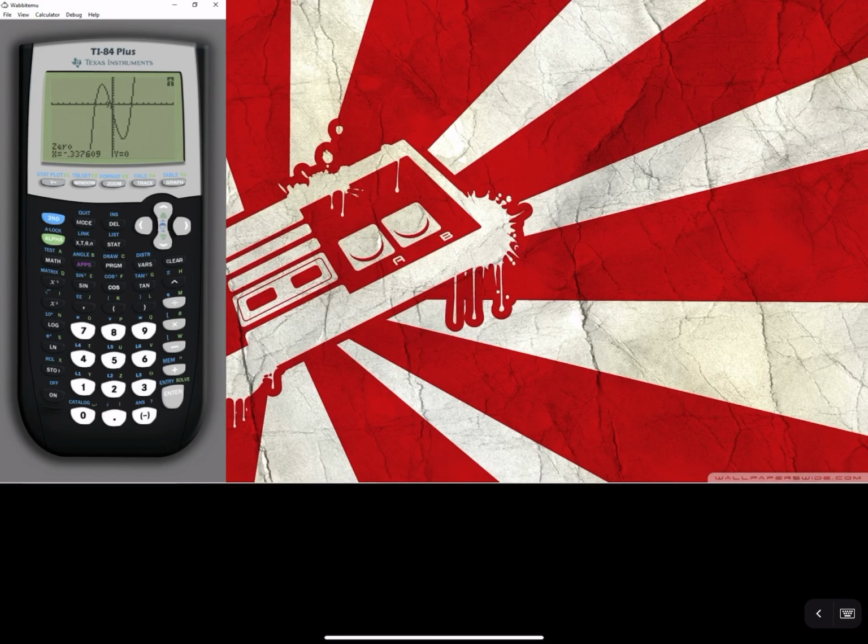Hit second calculate again to find the third x-intercept. Move my cursor relatively close to the left side of the x-intercept. That's probably good enough. I hit enter. Then I move it to the right side. Keep hitting the right arrow to get over there. Hit enter. It's going to guess. And it gave me 3.155.